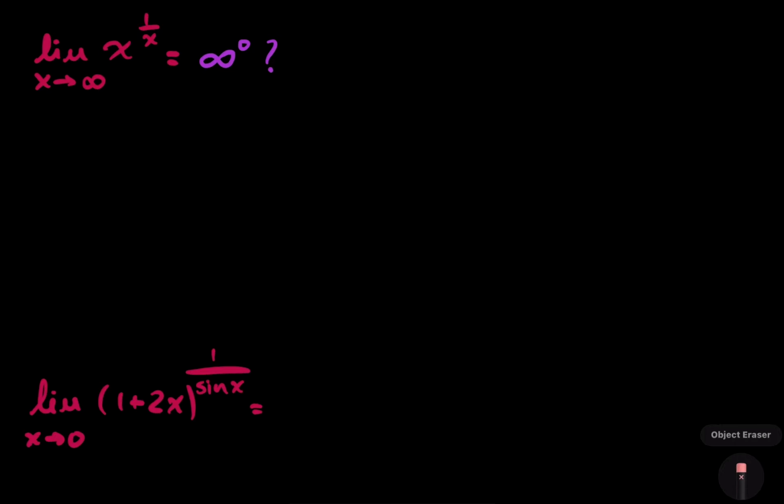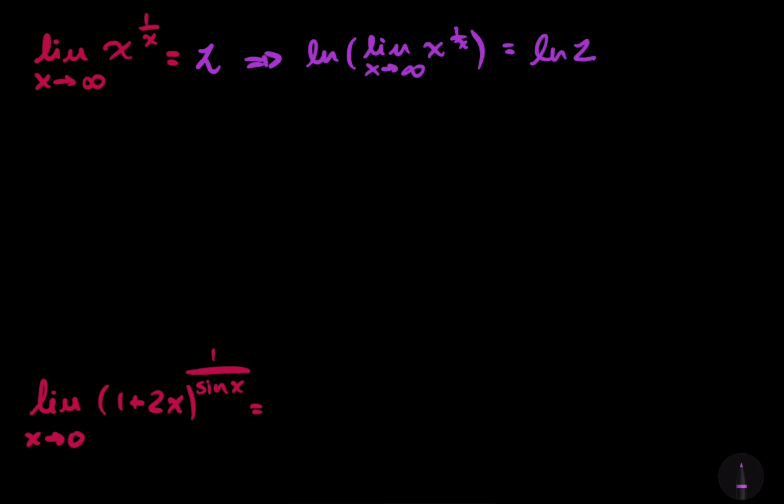And so what we can instead do is we can just say that this limit is equal to some number L, right? We can just call our limit L. And because the logarithmic function is a continuous function, actually, I don't know where I got linear from, we can apply the natural log to both sides of this equation, and you'll see why we'll do that in a moment. So this tells us that the natural log of the limit as x approaches infinity of x to the 1 over x equals the natural log of L, right?